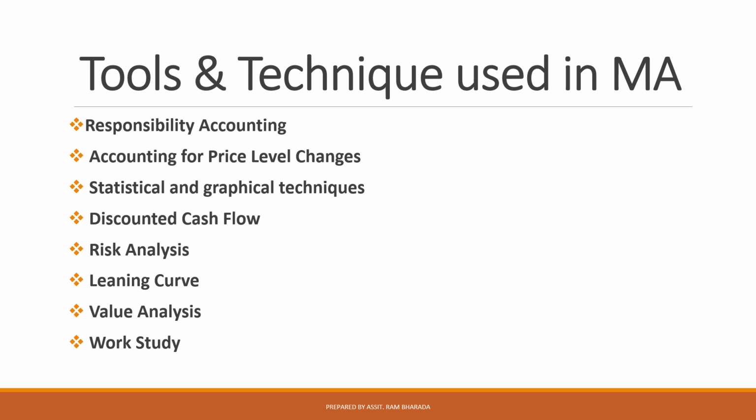And lastly, we have work study. Work study includes two types of study. One study is a time study and the second one is a motion study. In a time study, we try to fix the standard time for completing a particular activity, and in a motion study we try to reduce the motions of employee or labor as much as possible to improve the productivity of the labor.